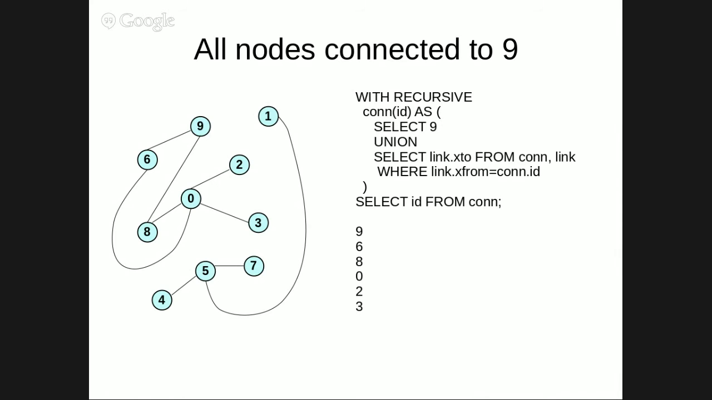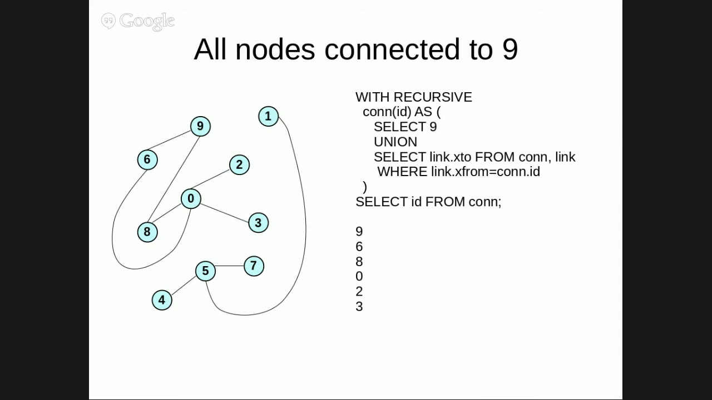We're creating a common table expression called con, for connection, and it's got a single field, ID, and we're starting at 9. So our initialization, we select 9. If there's an entry in this table with a value, that means that node is connected to 9. So 9 is connected to itself. We initialize it that way.